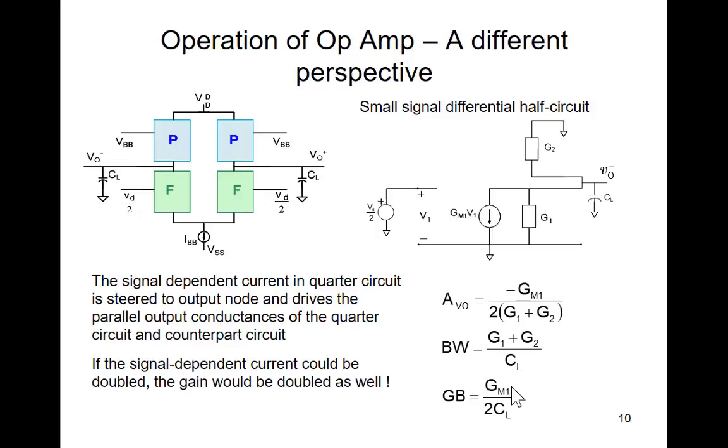If the signal-dependent current could be doubled or increased, this current here, if we could increase this but didn't change the conductances, we would do two things. We would increase the gain, and we could increase the gain bandwidth product, because the bandwidth wouldn't change either.